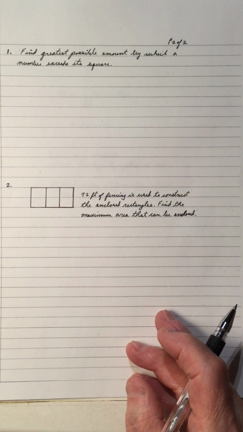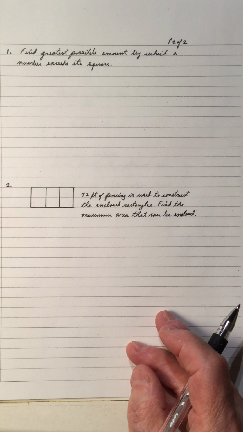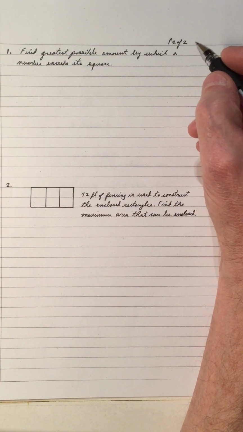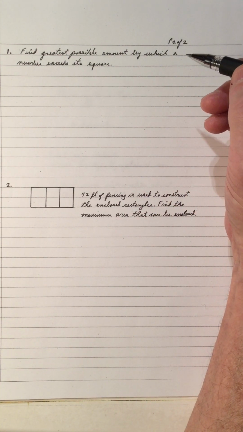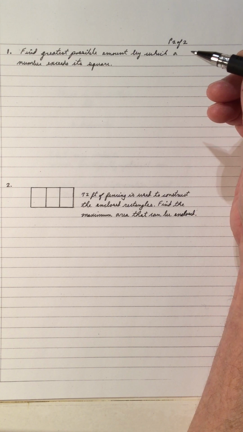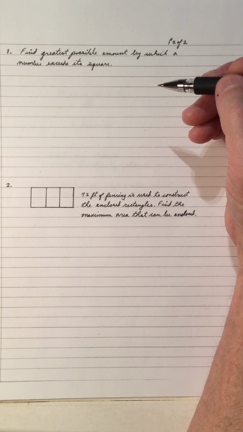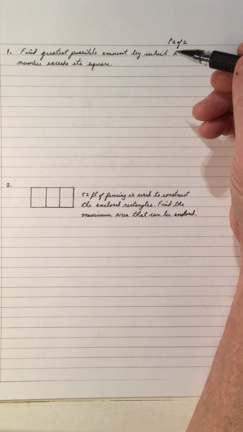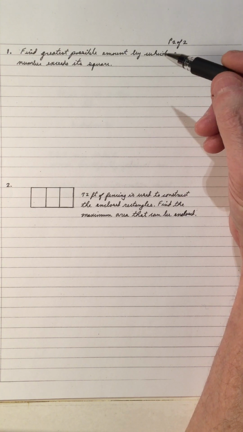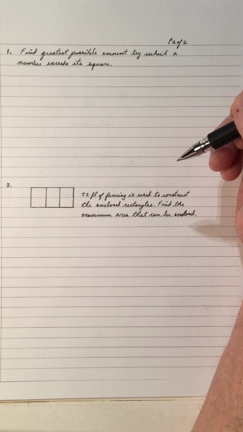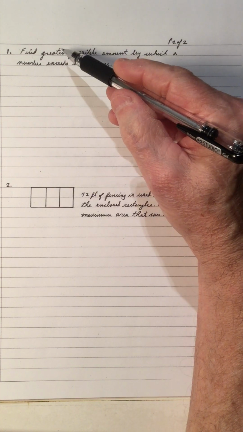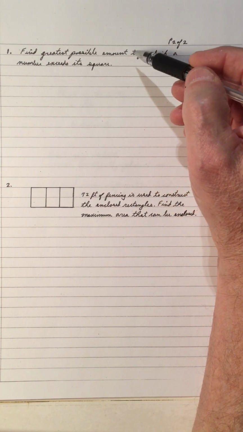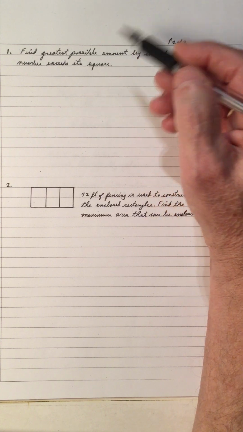This is number 2. As in these problems, which were probably done in pre-calculus, could be done in grade 12 or grade 11, the only difference is now I'm going to do them using the derivative. Find the greatest possible amount by which a number exceeds its square.